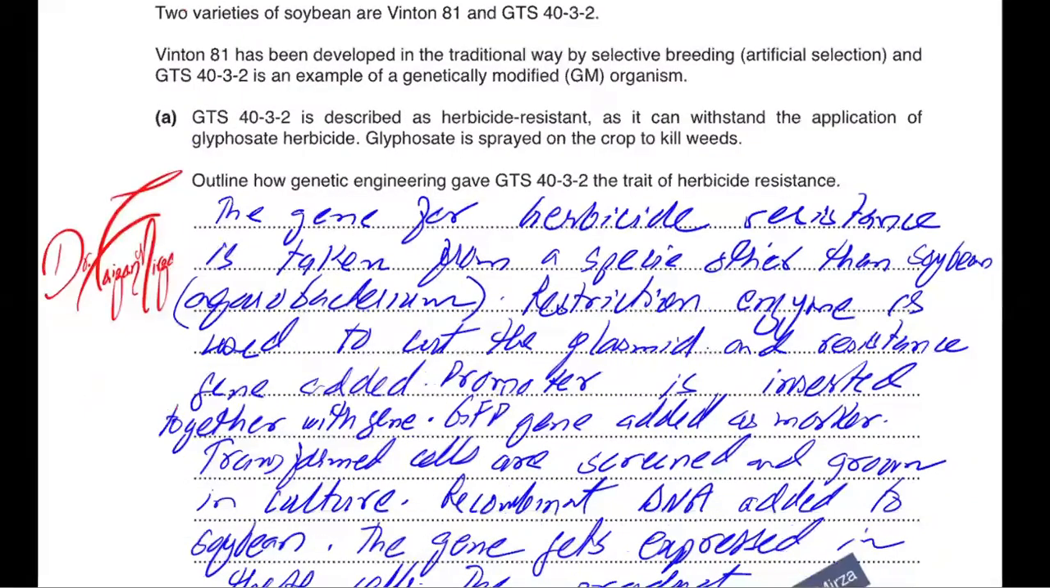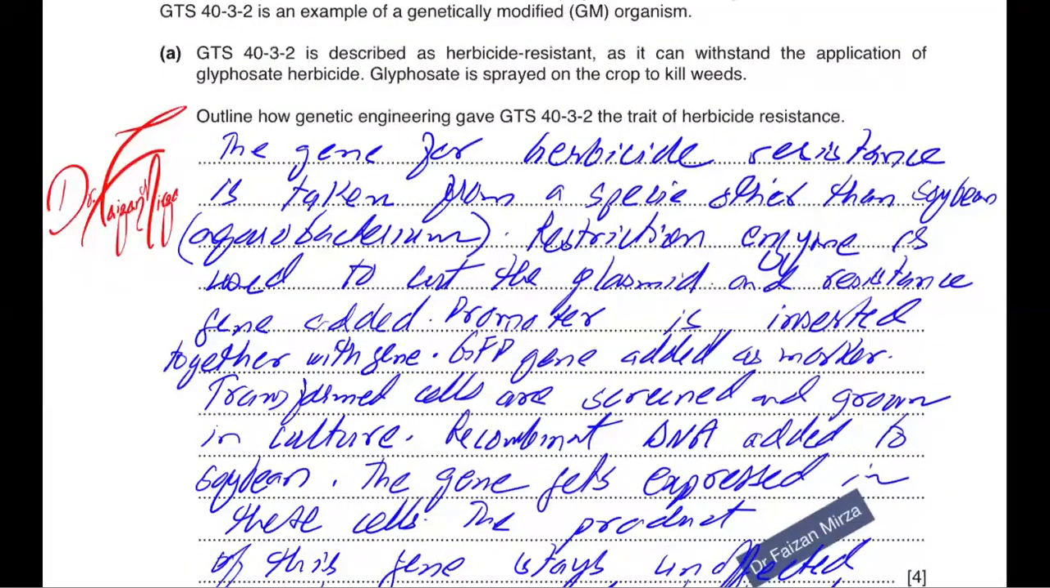So what would you do? We will take the resistant allele, the gene for herbicide resistance, taken from a species other than soybean. If you can recall the name Agrobacterium, very well; if you cannot, you will still get the mark here by mentioning that the gene is taken from a species other than soybean. A restriction enzyme is used to cut the plasmid, and the resistant gene is added to the plasmid.